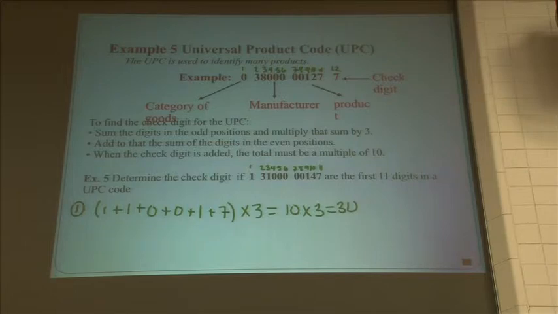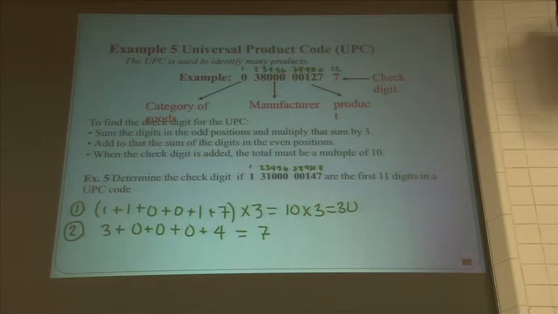Okay. Step 2. Sum the digits in the even position. Okay. So position 2 is a 3, plus a 0 in position 4, a 0 in position 6, 0 in position 8, and 4 in position 10. That gives me a grand total of 7.